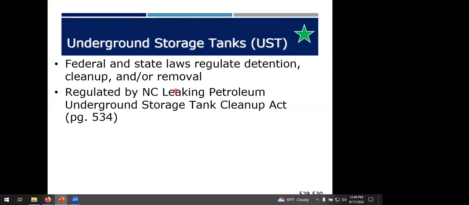Just as a side note, for the act to clean it up, there are several state acts. We're going to see those in just a second when we get to page 534. But the act that can help with cleanup, the costs, that kind of thing. So if you come across it, this is a great place to start.